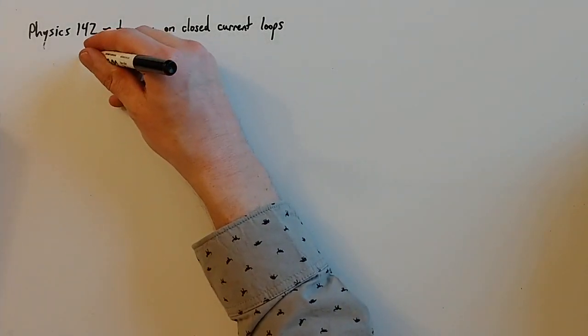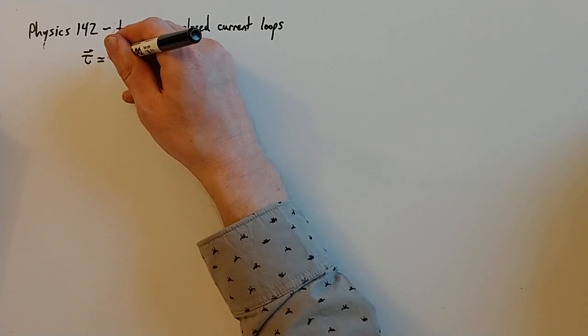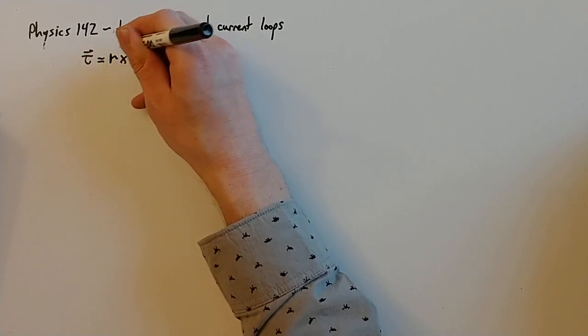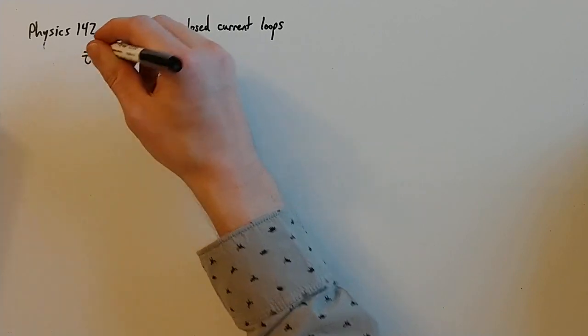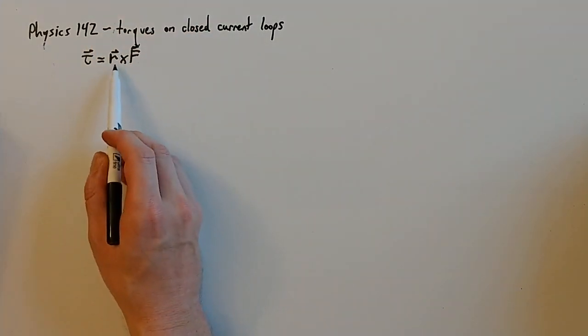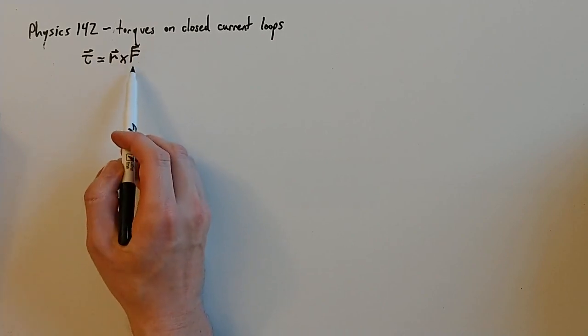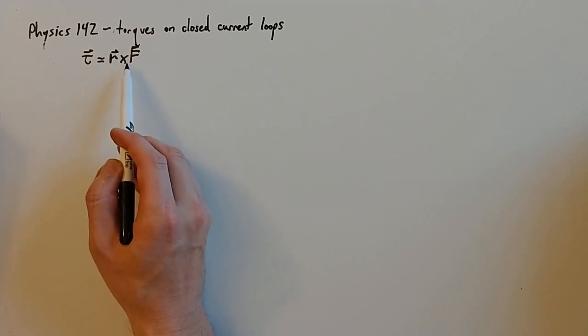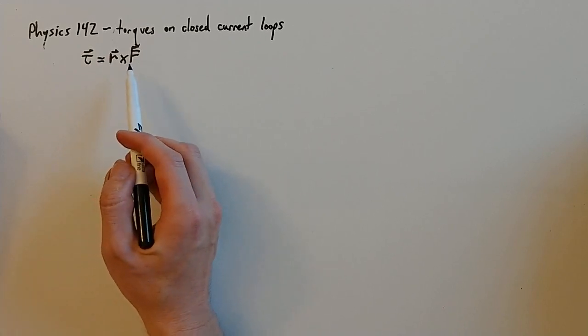Torque, we use the letter tau, and the formula for that was r cross F. What this says is that the amount of torque depends on the distance you are from a pivot point, the force that you apply, and the angle between them, and that angle we ended up representing with this cross product.